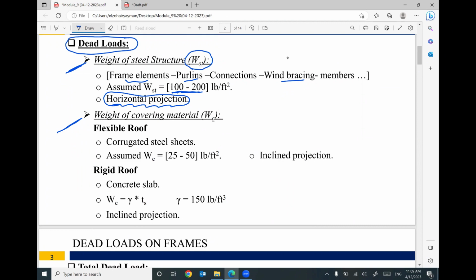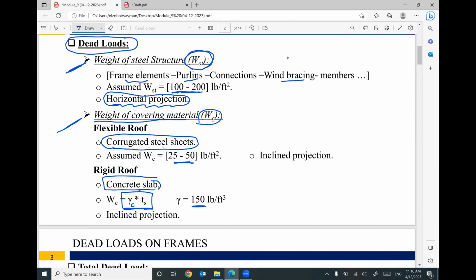We have the weight of covering. This covering can be corrugated sheet only, or can be concrete slab. If you have corrugated sheet, I will assume it is something between 25 to 50. If you have a concrete slab, I will calculate it, not assume it: gamma concrete, which is 150, times the thickness of this concrete slab. The weight of the covering material is called W covering, WC. The weight of the steel structure is called W steel.